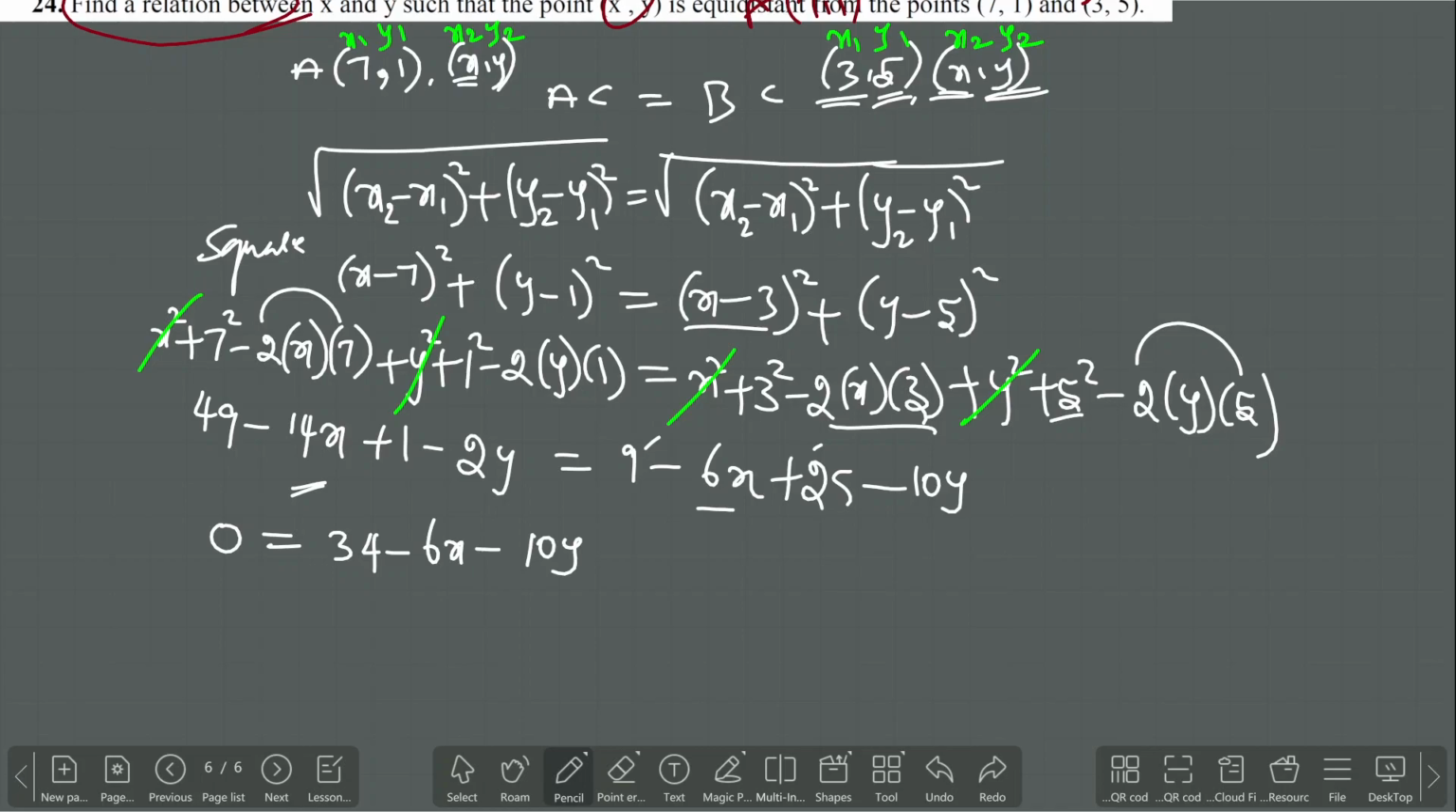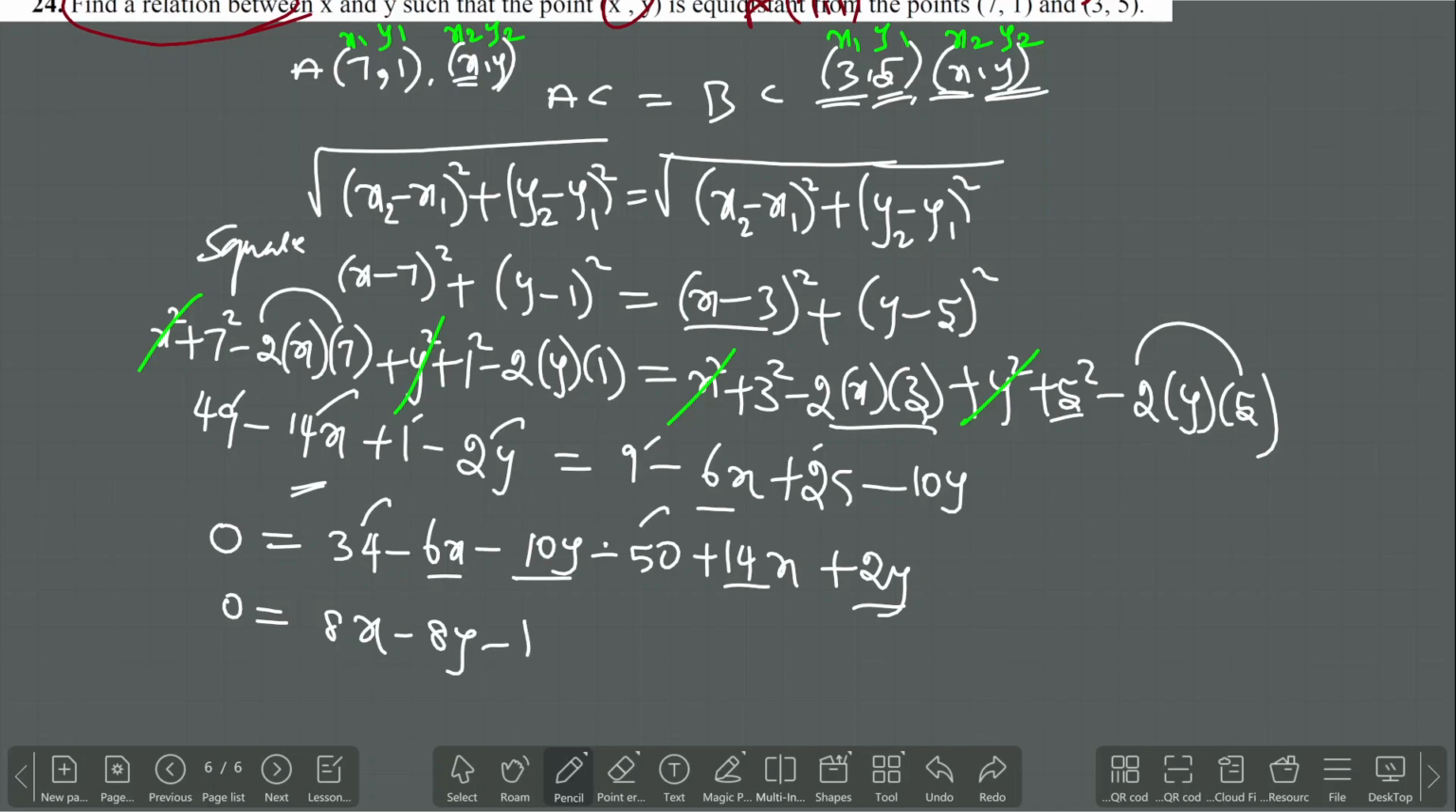When I send the left hand side values opposite, before that 49 plus 1, what is it? 50. Plus 50 when you send opposite, you will be getting minus 50. And plus 14x plus 2y, because minus 2y when I send opposite becomes plus, and minus 14x also becomes plus when sent opposite. Now you see carefully. First x and x: 14x and 6x we have to separate. What will you be getting? 8x. Next y: minus 10y plus 2y, minus 8y. Plus 34 minus 50, what will you be getting? Minus 16. What is the common factor, children? 8. So divide on both sides. So what will you be getting? 0 equals x minus y minus 2. That's it. The answer is over.